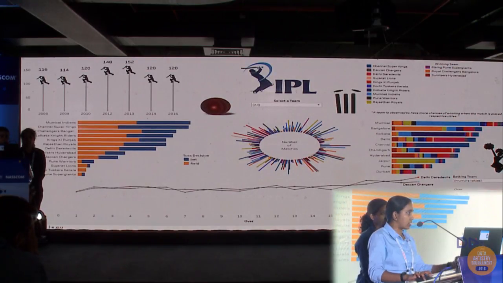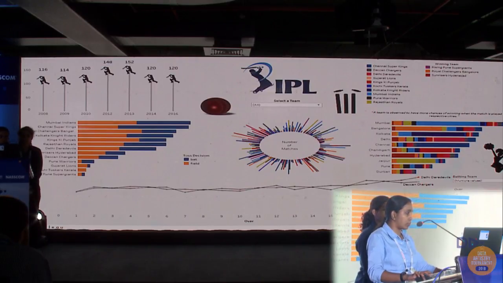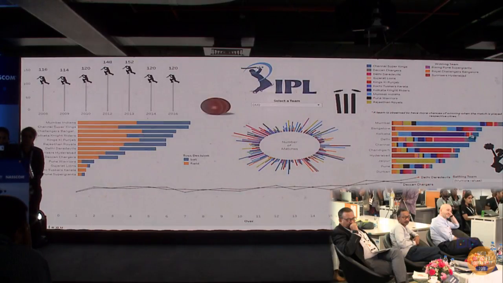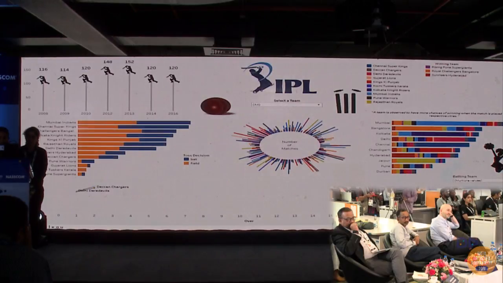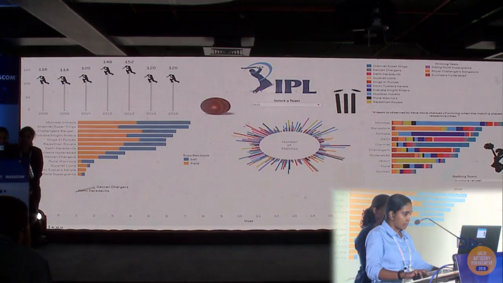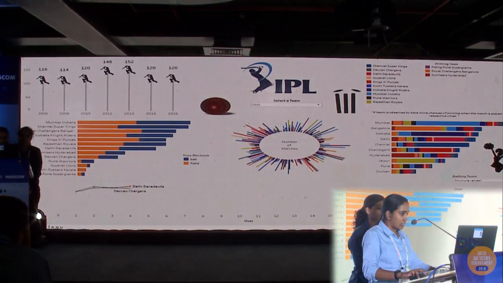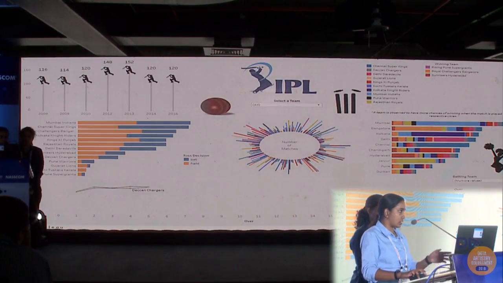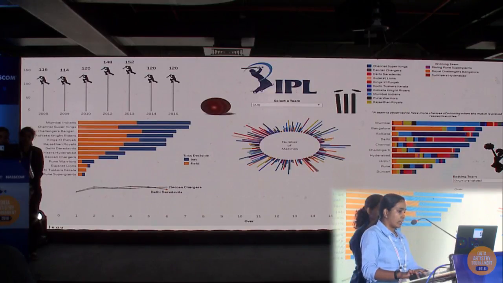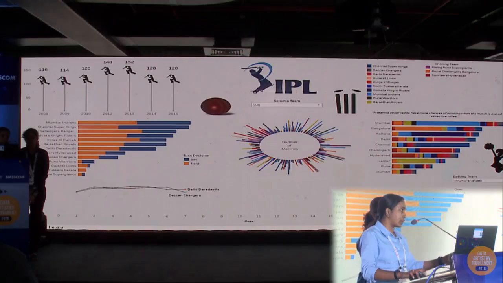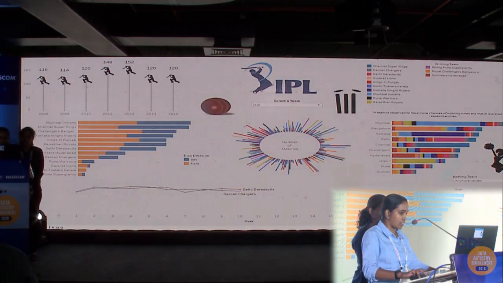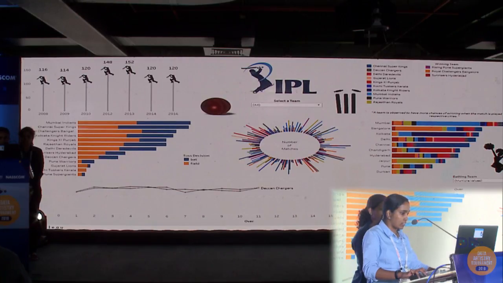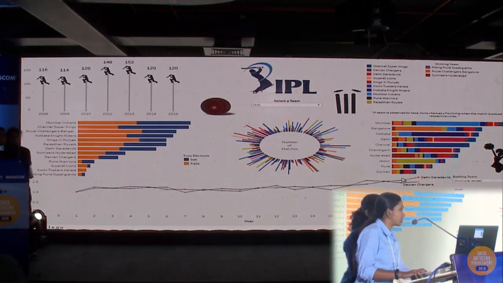This was an animation chart, but I'm sorry that I am not able to do that. So here, this is the average run rate. We can understand how a team is performing on average, how they are scoring runs at each over level. Yeah, that's it. Thank you, sir.